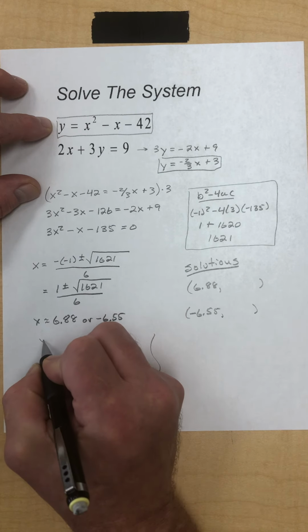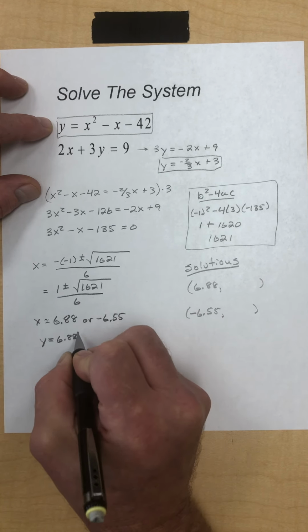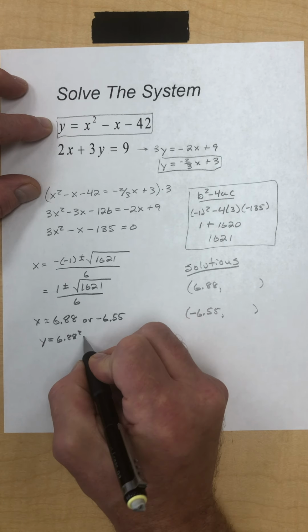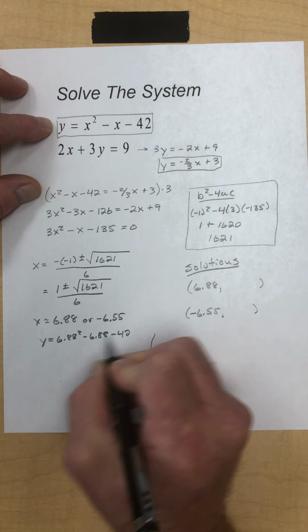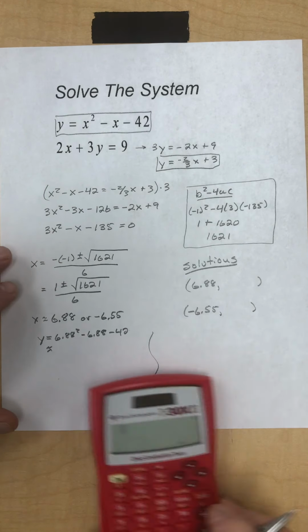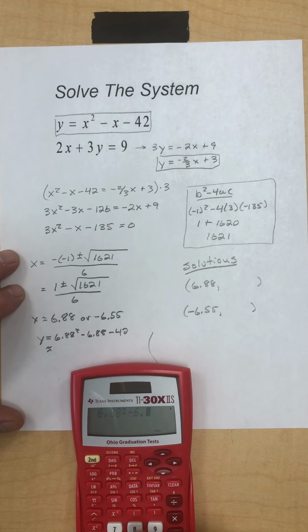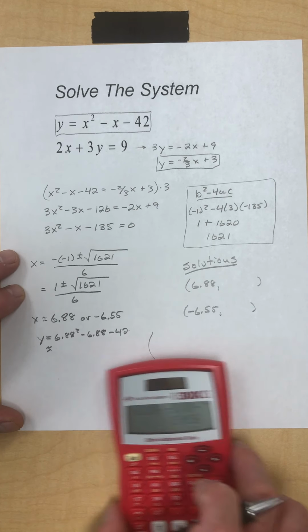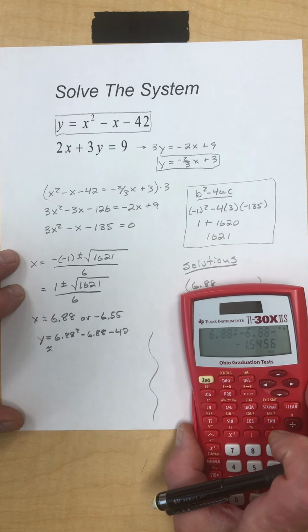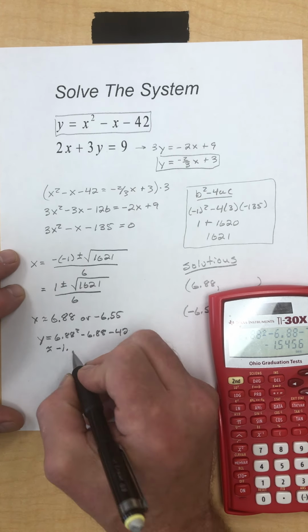So if I go y equals 6.88 squared minus 6.88 minus 42, what do I get approximately for my y? So 6.88 squared minus 6.88 minus 42. I'm getting roughly, rounded off to the nearest hundredth, negative 1.55.